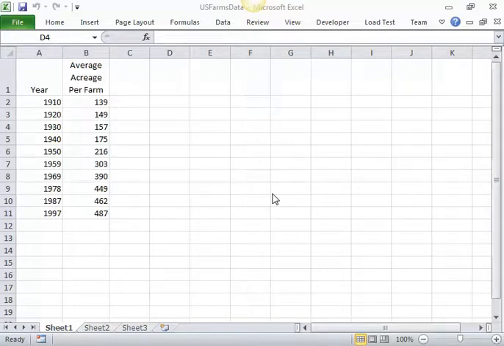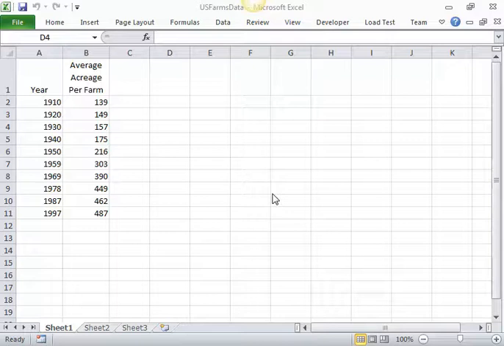Okay, here we are with the U.S. Farms data, and we're going to do a regression. The first thing to do when you're doing a regression, unless you're told specifically what to look for, is to try to figure out what your dependent and what your independent variables are. What is your Y, that's your dependent, and what is your X or X's, your independent.